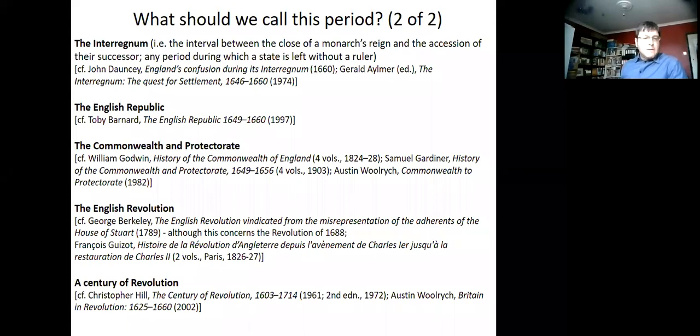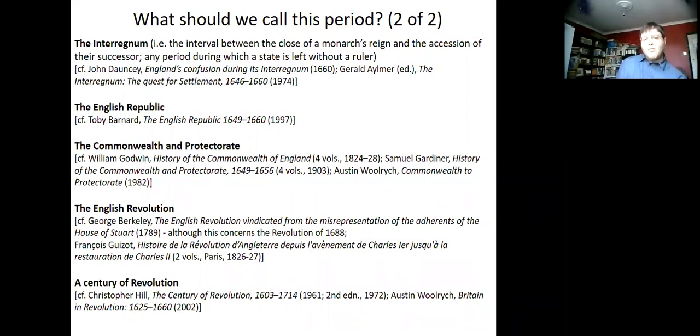Here, Guizot has a deliberate point to make. By calling it an English revolution, he's deliberately linking events in England to those in France. On this reading, the English Revolution becomes one of a sequence of revolutions, one of the things that helps inaugurate modernity.